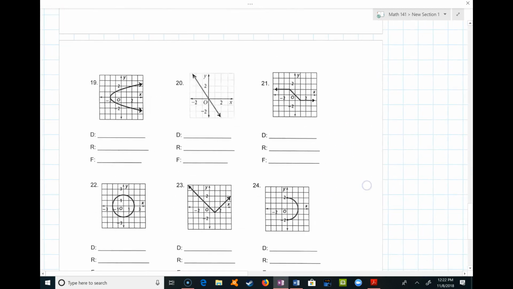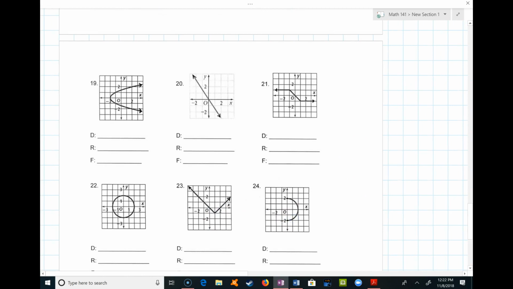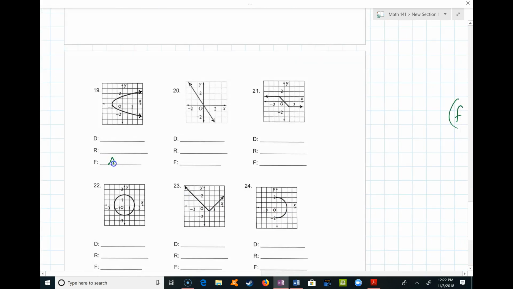Got a couple more here. This is not a function, because notice that this x value right here is connected to that y value and that y value. So it's not a function.